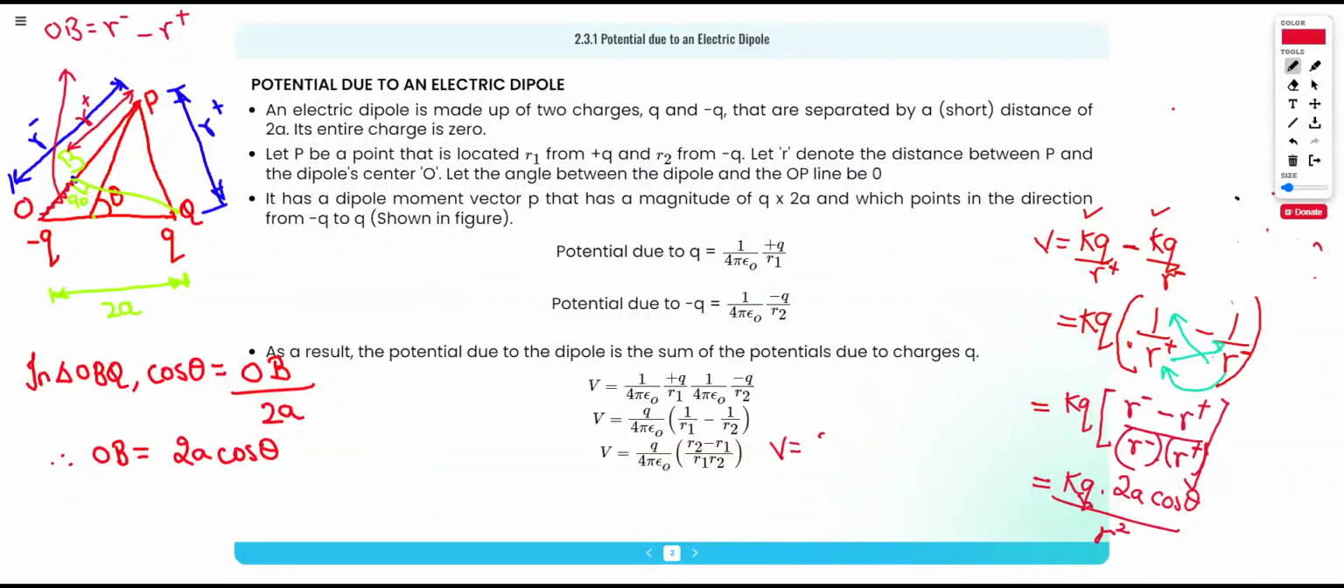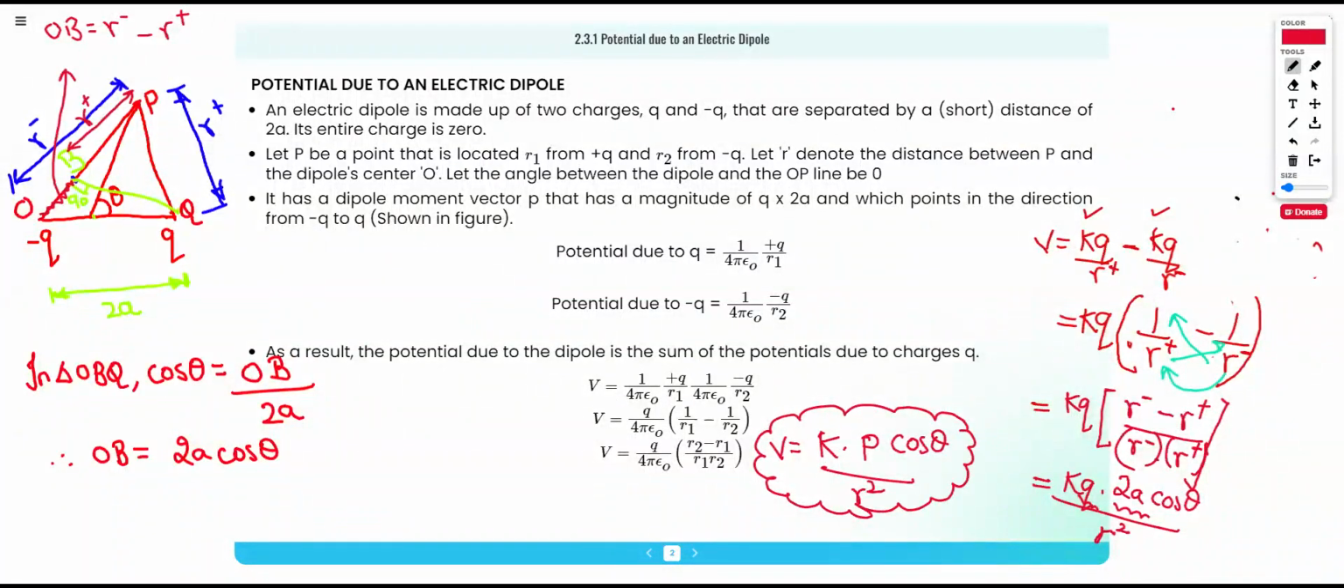What is Q2a? Yes, 2aq is a dipole moment: charge into distance, dipole moment. And dipole moment we can represent by P. So here I will write K into 2aq, which is P, into cos theta over R square. Cleared, everyone?